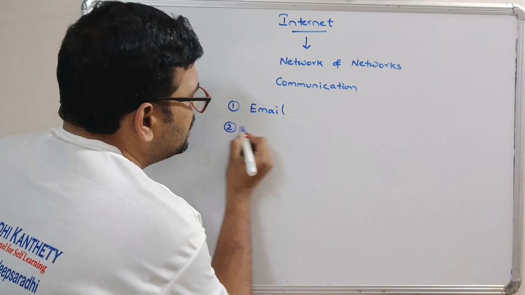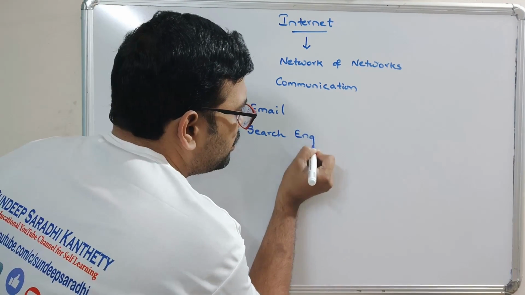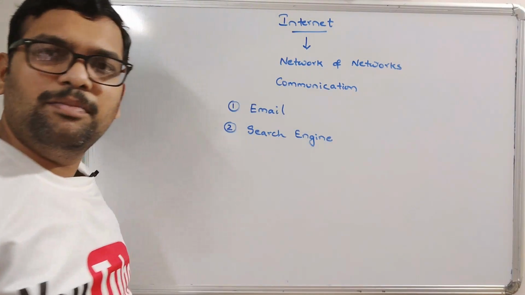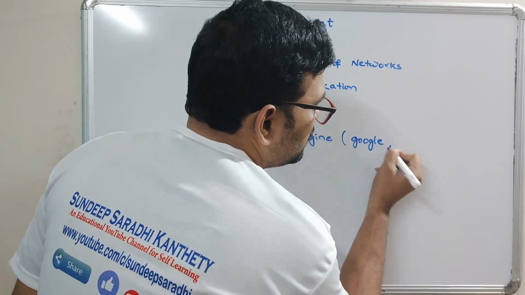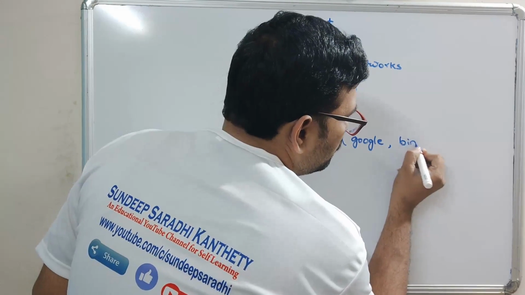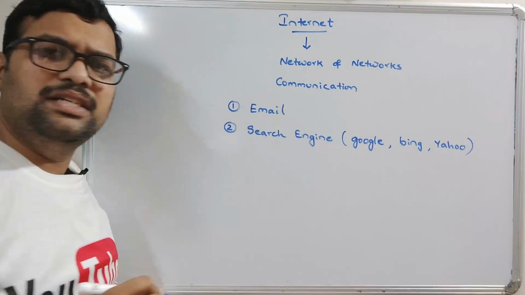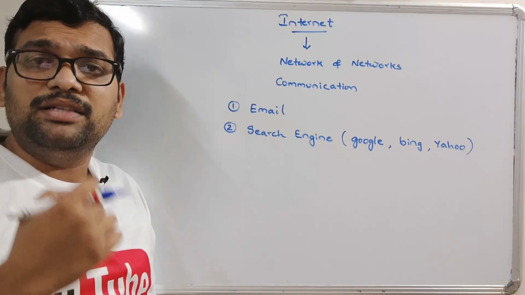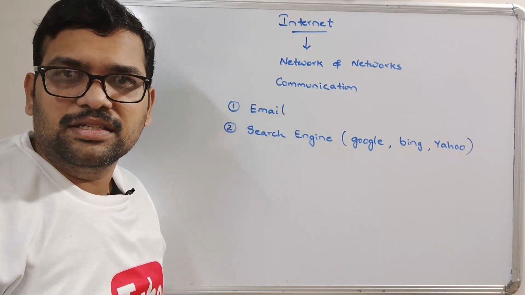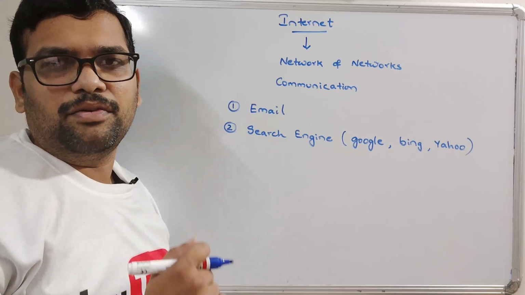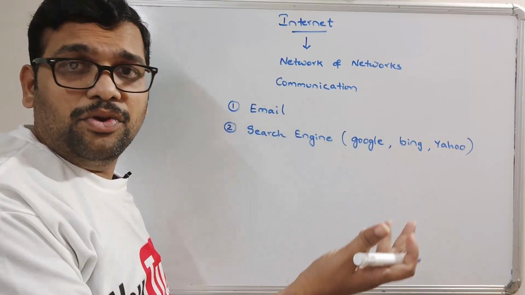And the second one is search engine. There are a lot of search engines available on the internet. For example, google.com, the Google search engine, right? Bing.com, yahoo.com. Like that, there are a lot of search engines. Whatever content we require, we can simply search in these search engines. Any content will be retrieved, right? How we can get the content, I will let you know soon.